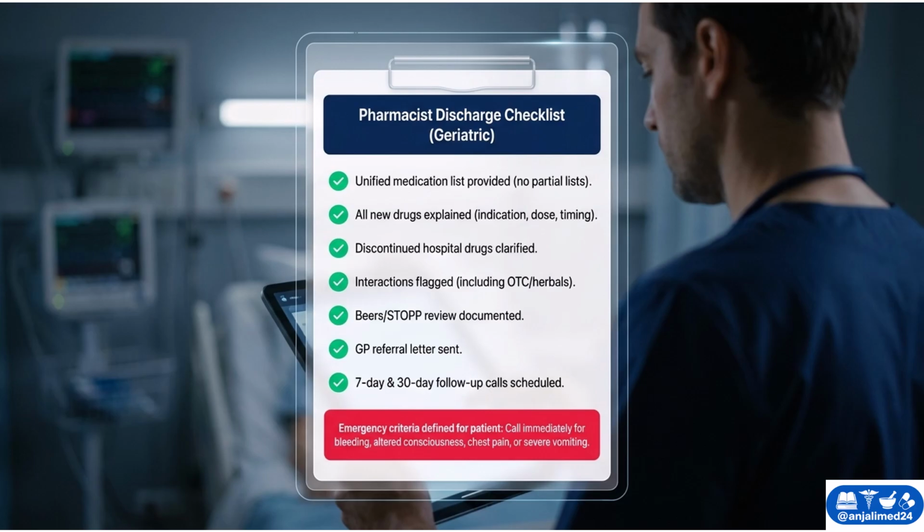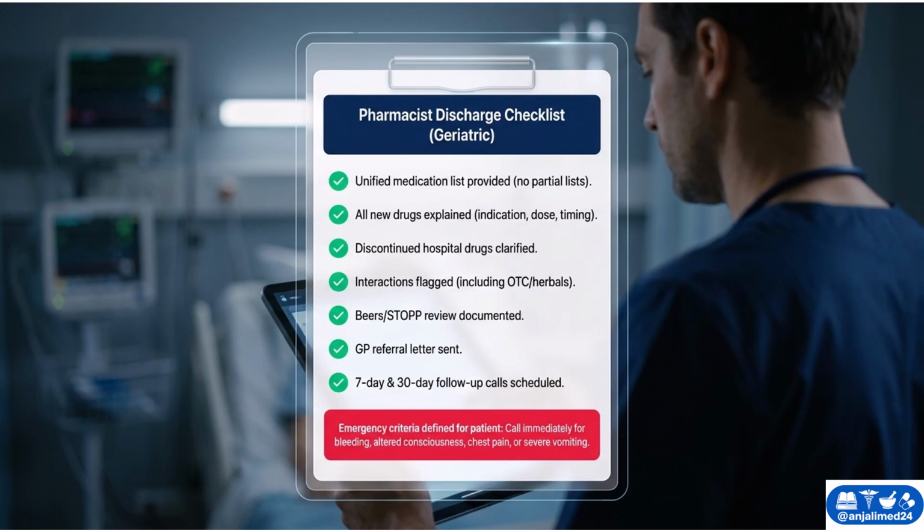Finally, patients must receive clear emergency instructions. They should know exactly when to seek urgent medical attention. Examples include bleeding, altered consciousness, chest pain, severe vomiting, or sudden worsening symptoms. Providing these signs reduces dangerous delays in the care.